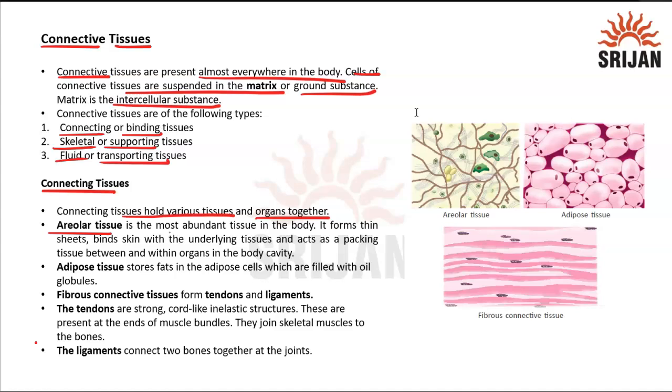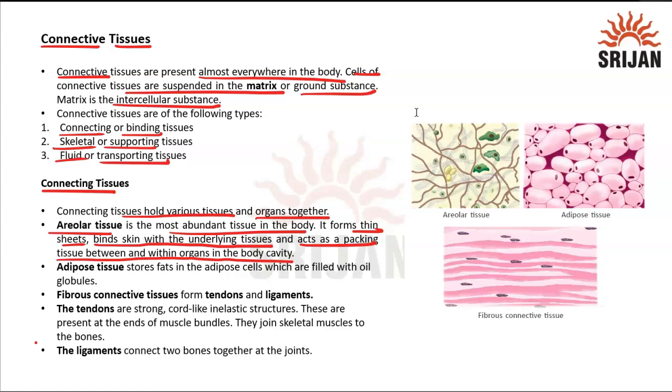Areolar tissue is the most abundant tissue in the body, and it forms thin sheets, binds skin with the underlying tissues, and acts as a packing tissue between and within the organs and the body cavity, and that is why your skin is just like a continuous sheet. Okay, otherwise it would have been broken down, but it is not like that.